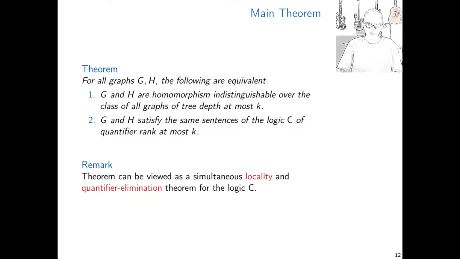In that sense, it's a locality result. It can also be viewed as a quantifier elimination result because we replace a complex formula with nested quantifiers interleaved with Boolean connectives by just flat homomorphism counts. Now, both of these results, locality and quantifier elimination, are not too hard to prove directly, so that's not the point. My point is just there is this connection and there is this logical view on this result.